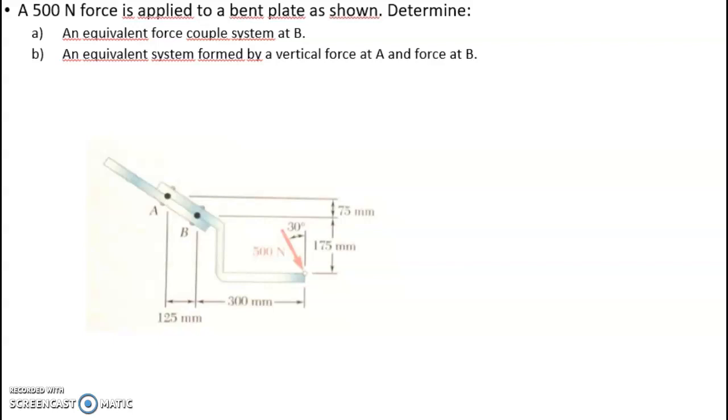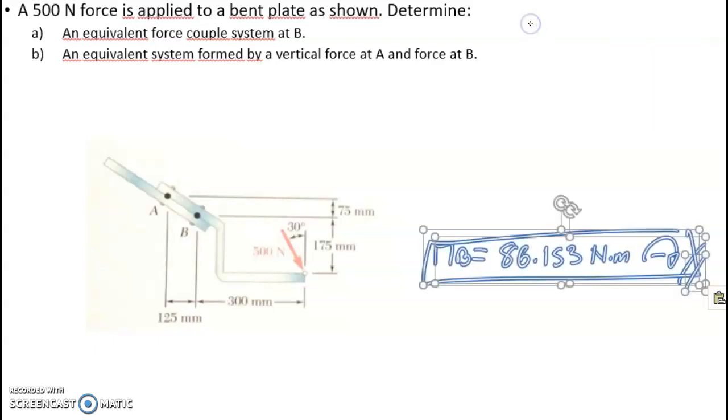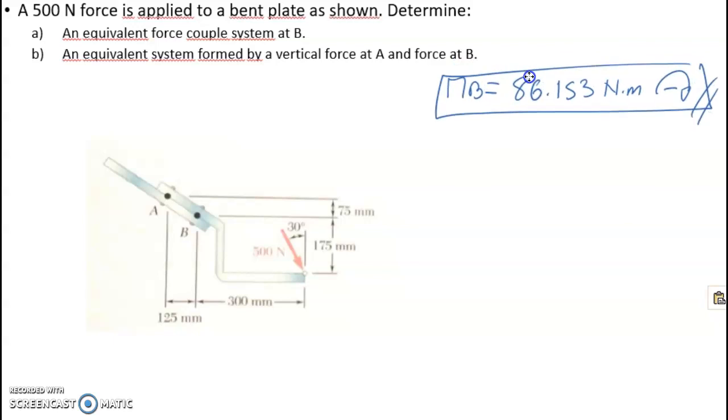Part B of this problem, where you use again the result we obtained from the first part. Now we know we've got to create a moment of 86.153 newton meters, but now with a different equivalent system. Now the equivalent system will be formed by two vertical forces at A and B.